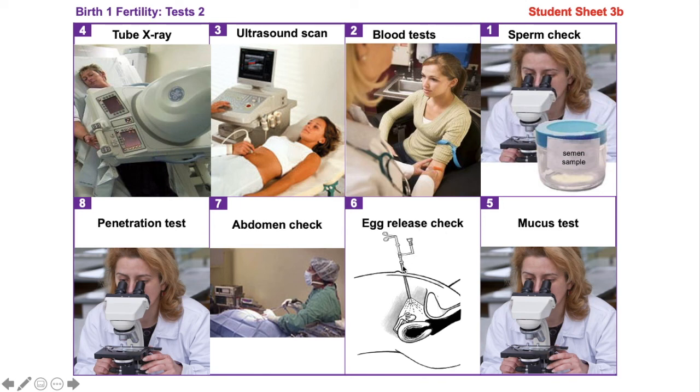Egg release check, so again they can insert a little camera and look to make sure that the eggs are being released by the ovaries in the right way. And finally, a mucus test. They can test the mucus of the cervix, which is here, to make sure that there's nothing wrong with it and it will allow the sperm to get through. So you will be given some results of those tests and you'll have to come up with a theory or a hypothesis as to what is causing the problem. Why can't Chloe and Jack conceive?